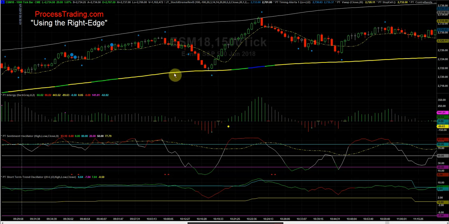Now remember, the process trading VWAP line serves a multifunction. It is an element, a component of our trend trade. You have to have the specific color. You have to have a timing alert dot. In this case, the VWAP tells us the trend is up. And that's one aspect of it. The other aspect of it is that it's a support and resistance line.